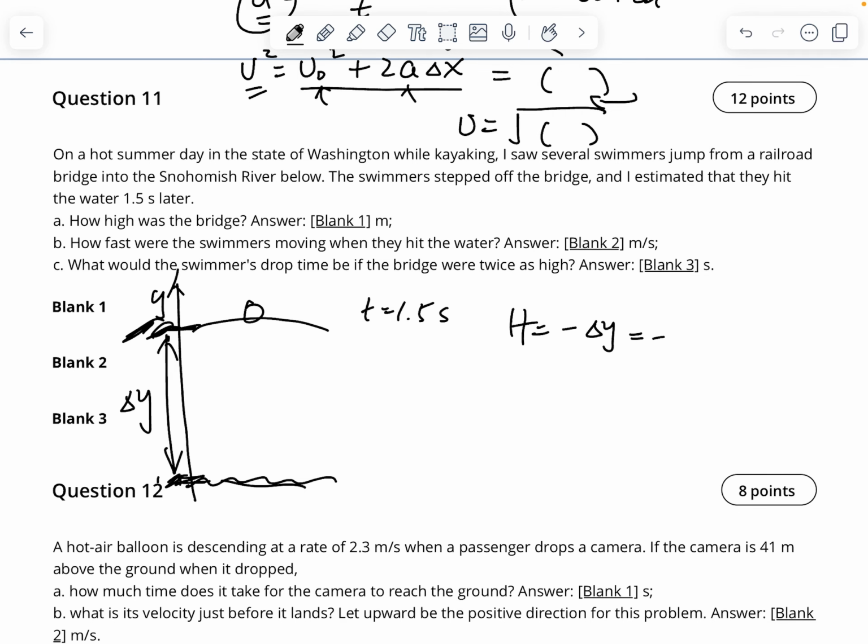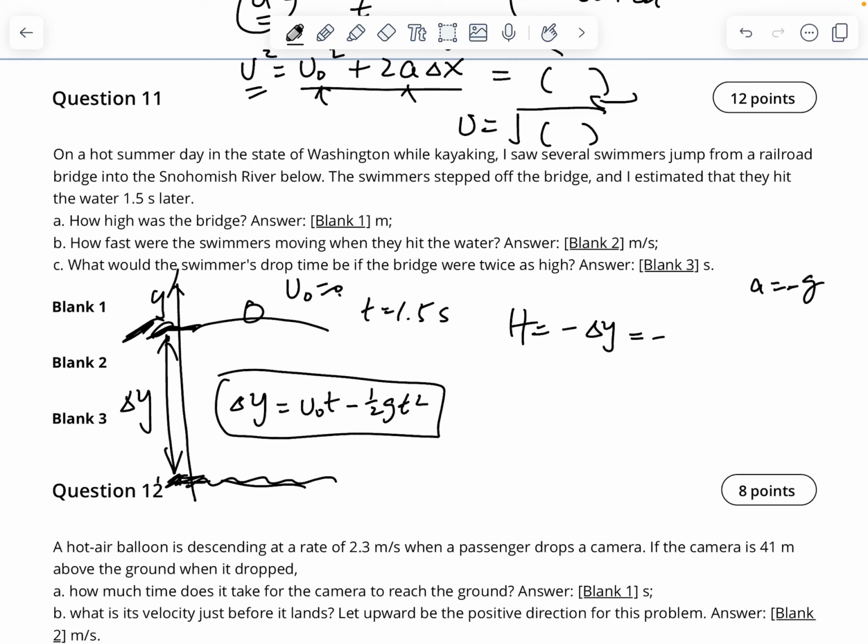Delta y equal to, in this case we know v naught equal to 0, and this is free fall, so a equal to negative g. So delta y equal to v naught t minus 1/2 g t squared. This is a free fall equation. So plug in: v naught t minus 1/2 g t squared. This v naught is 0, so this term is gone. So negative, negative, positive: 1/2 times 9.81 times 1.5 squared. So this is the height of the bridge.